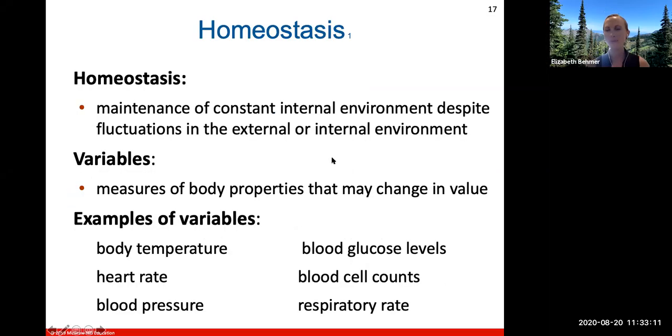Okay, so chapter 1 is an introduction to this A&P course, and we're going to continue on our chapter 1 discussion and continue with homeostasis. And homeostasis is just this maintenance of a constant internal environment despite any fluctuations in temperature.